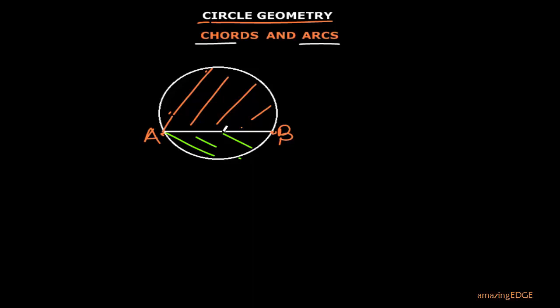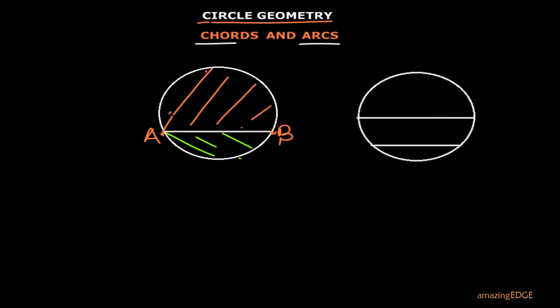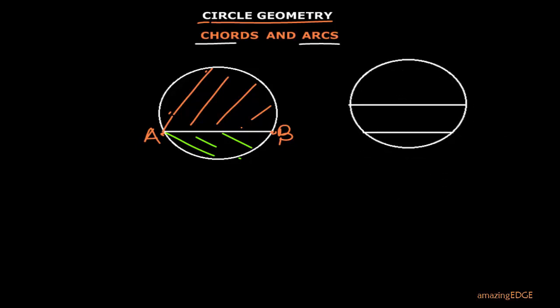But you remember there is a particular line that divides a circle into two equal parts, that is, it divides the circle into two semicircles. This is a chord, but it is a special kind of chord, which we now call a diameter. As you can see now, this is a chord. It joins two points here. This is point A and this is point B.